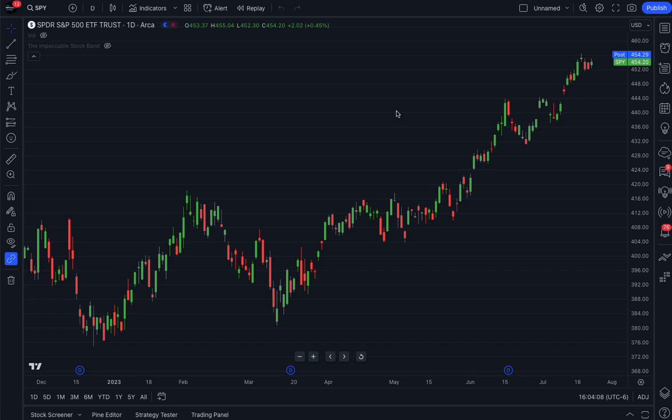All right, so this is a chart of the S&P 500 ETF, SPY. The first thing you need for this video is a broker platform or a charting platform of SPY. Right now I'm using TradingView.com. You can use your broker, Robinhood, Webull, TD Ameritrade, whatever it is, that's your program.